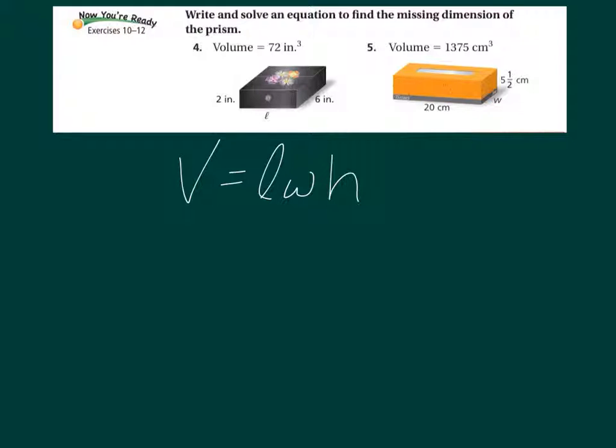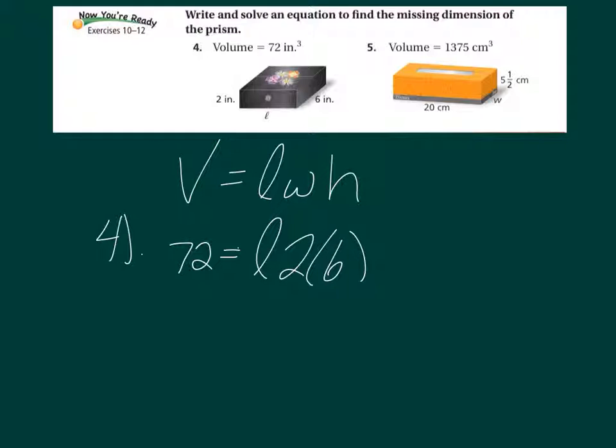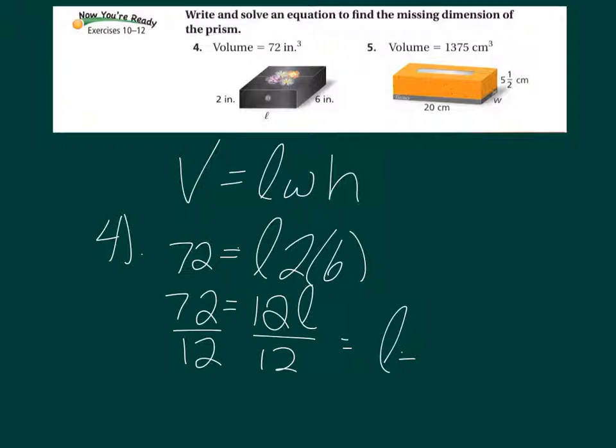Now that you've had an opportunity, hopefully, on number 4 we have 72 is equal to 2 times 6 times L. Or L times 2 times 6, it really doesn't matter. So what I have is 72 is equal to 12 times L, and I want to divide by 12. And 72 divided by 12 is equal to L is equal to 6 inches.